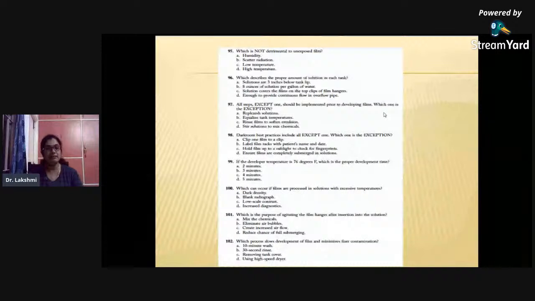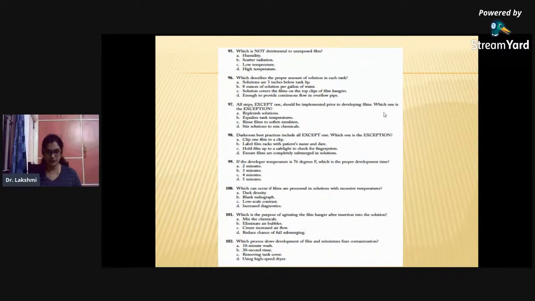99. If the developer temperature is 76 degrees Fahrenheit, which is the proper development time? Okay, that will be B. 3 minutes. 100th question. Which can occur if films are processed in solution with excessive temperatures? What happens? There are dark density radiographs. So option is A. 101. Which is the purpose of agitating the film hanger after insertion into the solution? That is to eliminate the air bubbles. Okay, so option is B.